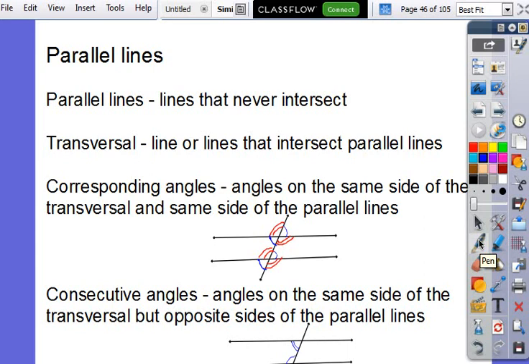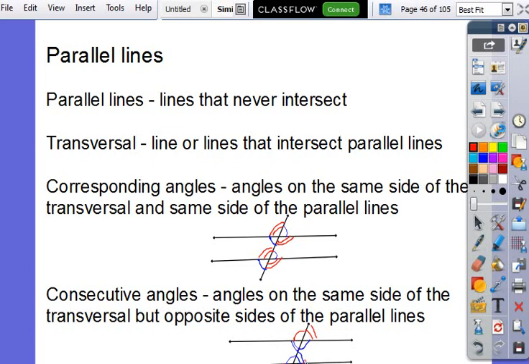How many other pairs of consecutive do I have? 1 other pair. It's right there. So I have the consecutive on the left, and then I have the consecutive on the right, as far as interior is concerned. But then I also have 2 pairs of consecutive exterior. So you have 2 pairs of consecutive interior and 2 pairs of consecutive exterior. It should be obvious which one is interior and which one is exterior.